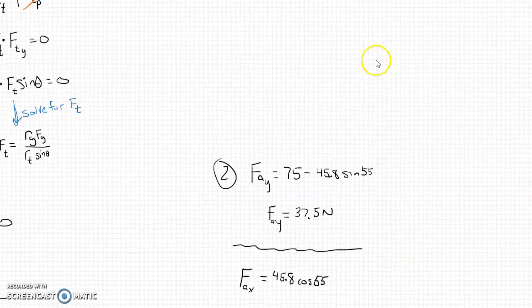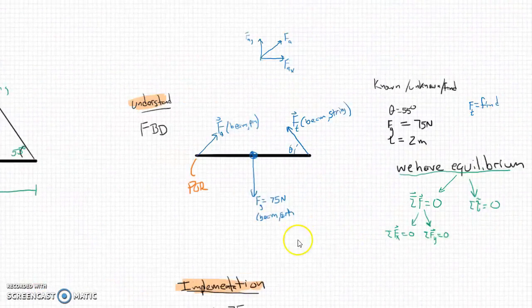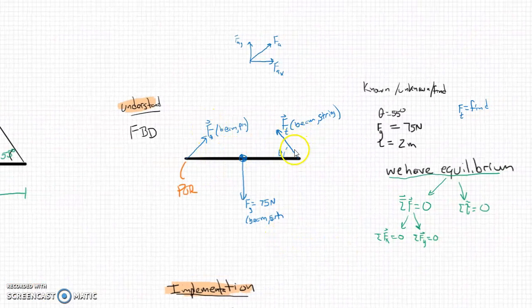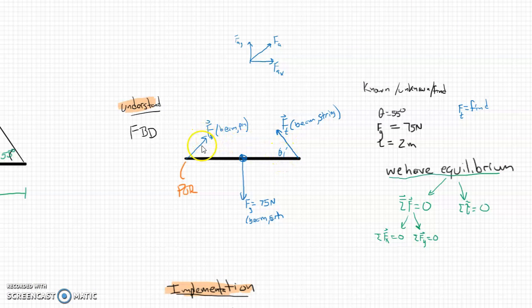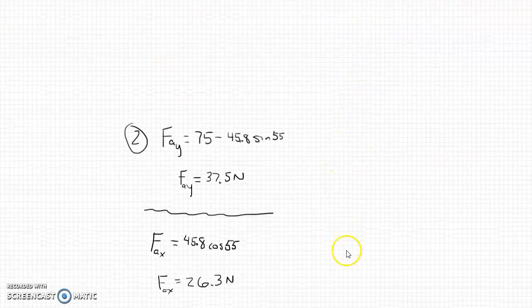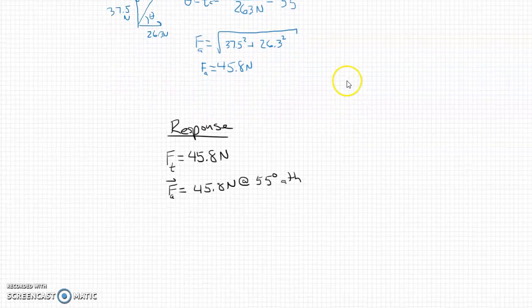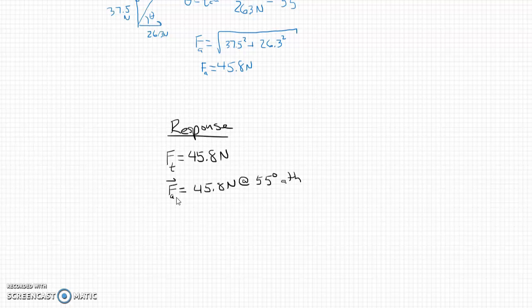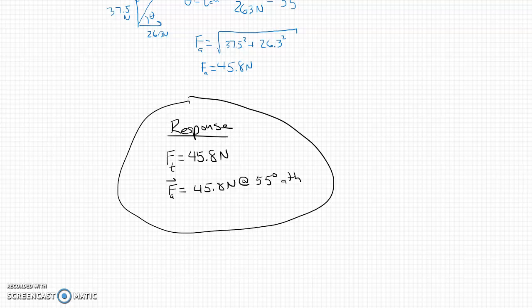And lo and behold, what we notice is that there's a lot of symmetry in this problem. So this is at the same angle as this one is here. That, of course, doesn't always happen, but in this particular example, because of the symmetry, what we end up with is both the tension and the applied force, which is again due to the pin, are both 45.8 newtons, and they both have the same angle. We already knew this to start with, but again, 55 degrees above the horizon.